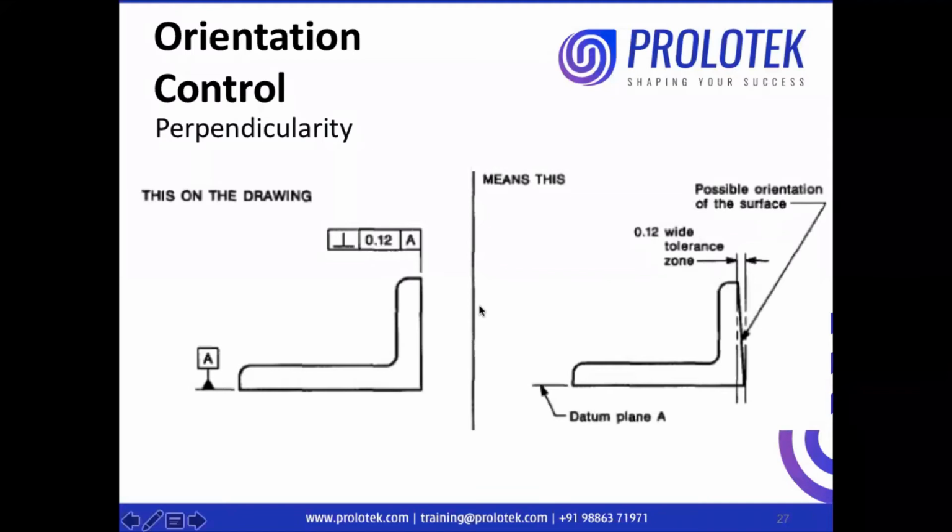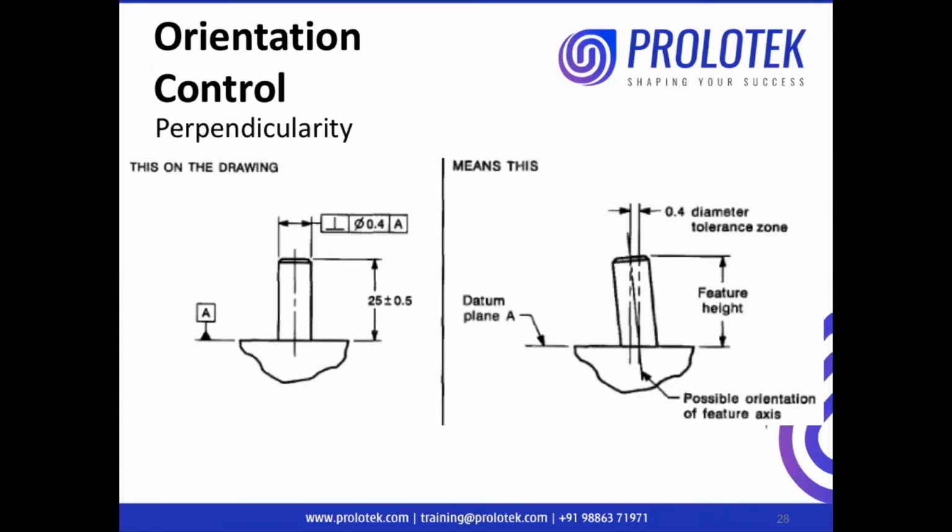Whenever the angle is 90 degrees or 270 degrees, then we use perpendicularity control. In this case, this surface and this surface are at right angles to each other, which means 90 degrees. So we are using perpendicularity. Maintaining exactly, perfectly 90 degrees with the datum reference is not possible. So we are giving an allowable error, and that error must be within two parallel planes 0.12 mm apart. If this condition is met, then we call it perpendicular. This first surface is perpendicular to the datum surface.